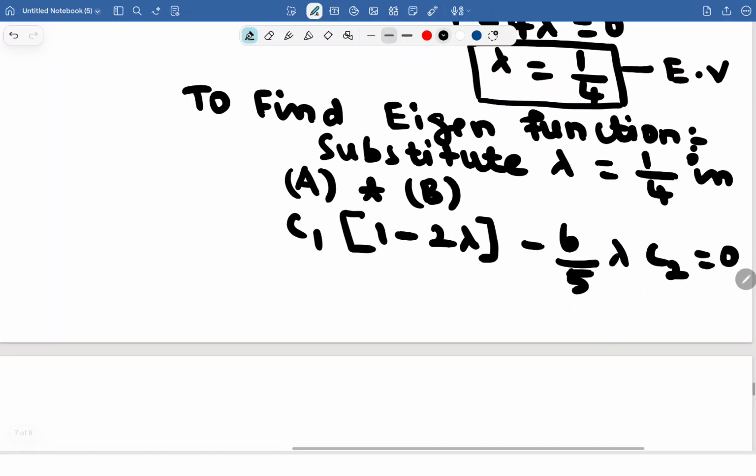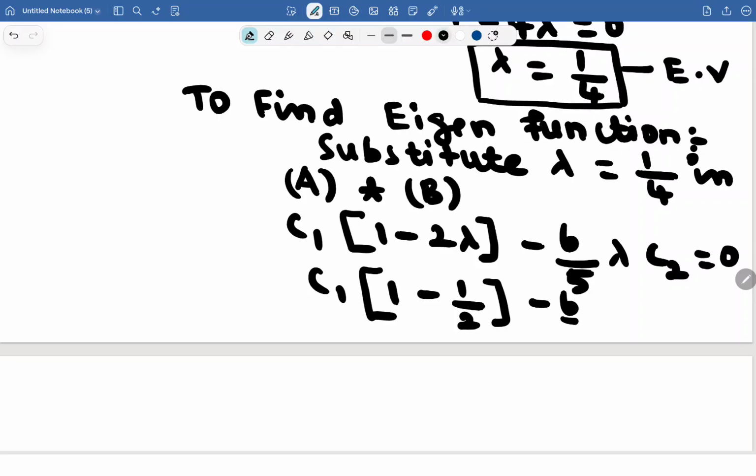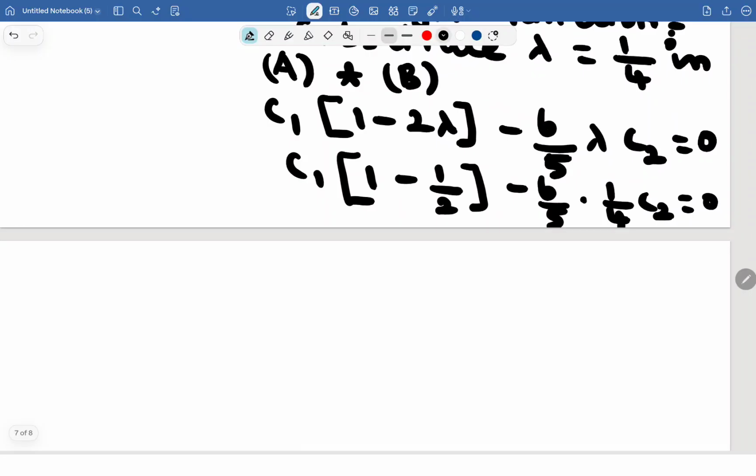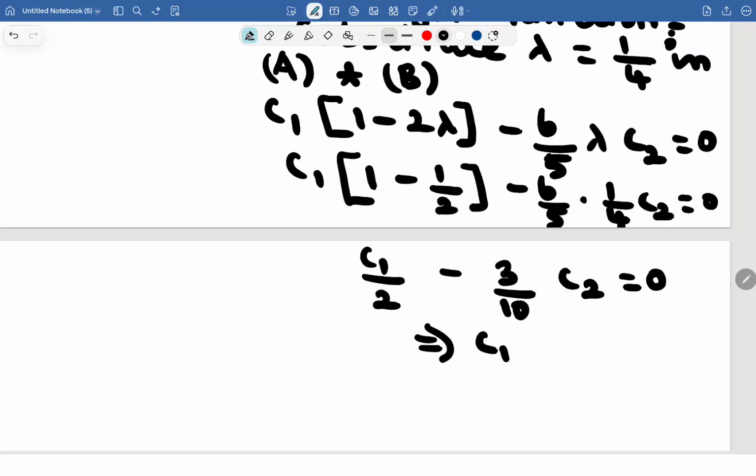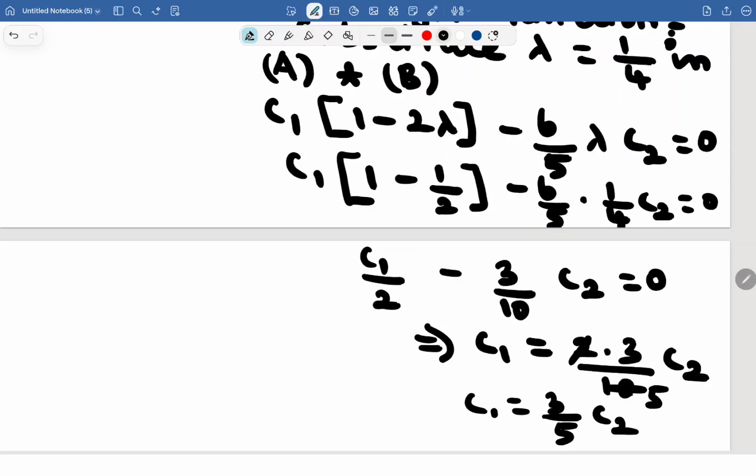I am going to substitute lambda equal to 1 by 4. C1 into 1 minus 2 by 4, it becomes 1 by 2, minus 6 by 5, lambda is 1 by 4, C2 equivalent to 0. 1 minus 1 by 2 becomes C1 by 2 minus 6 by 20, 3 by 10, C2 equivalent to 0. Which implies C1 is equivalent to 2 into 3 by 10 C2. It becomes C1 equivalent to 3 by 5 C2.